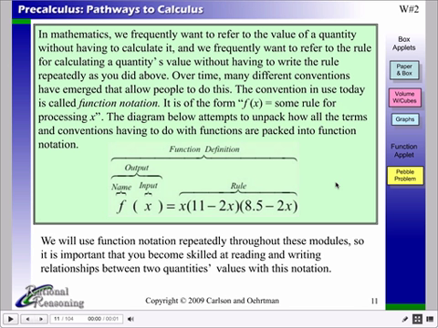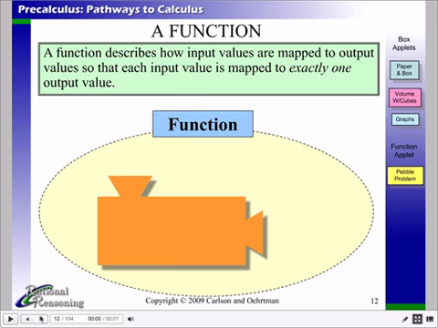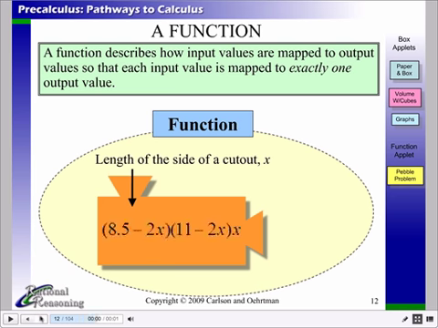So here are the parts. So let's just go on. I'll do that in a second. So it's the idea of a machine, okay? The idea of a machine. This machine takes the length of a cutout. If you give it a number, it interprets it as the length of a side of a cutout. It cranks on it, and its purpose is to give volume. That's its function, right?